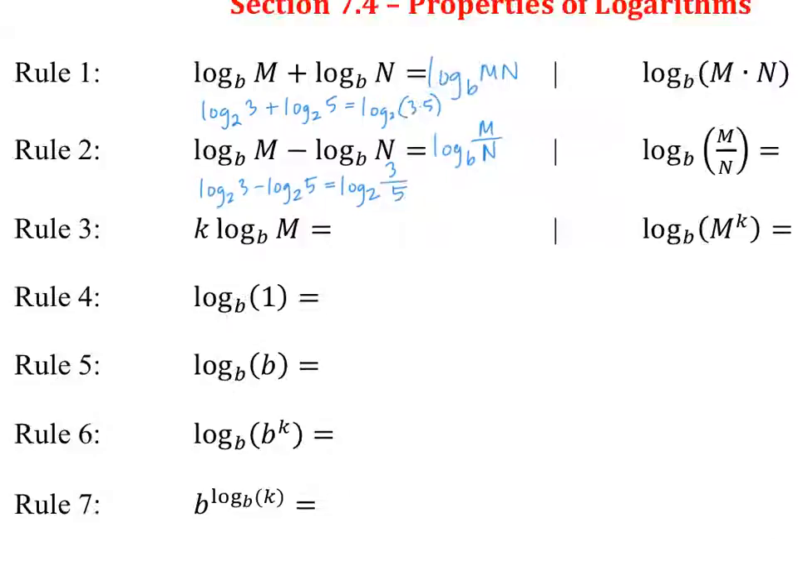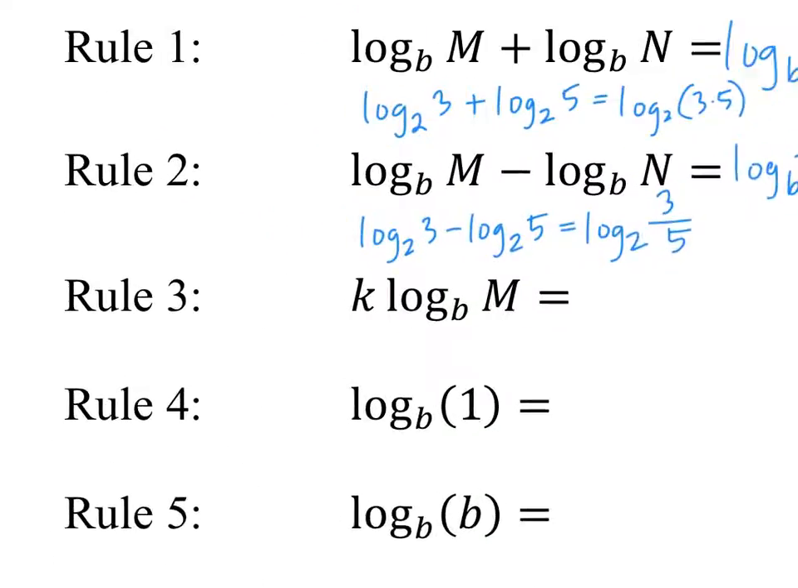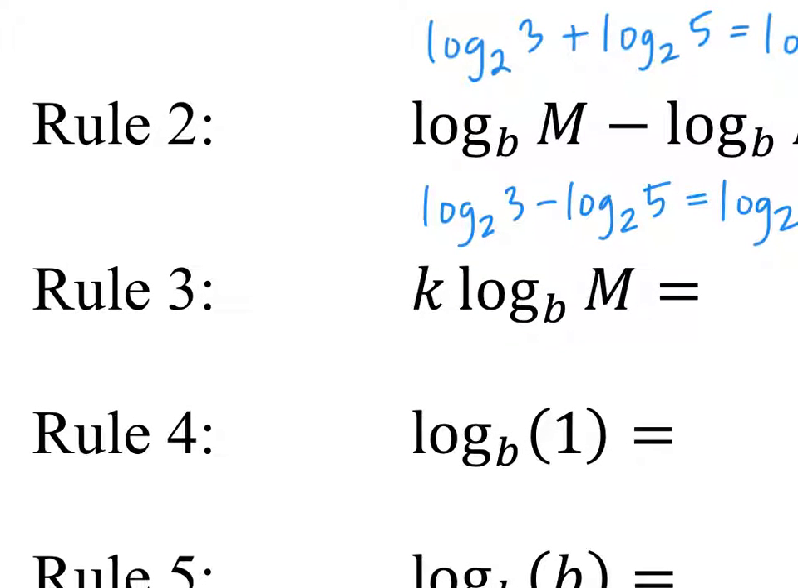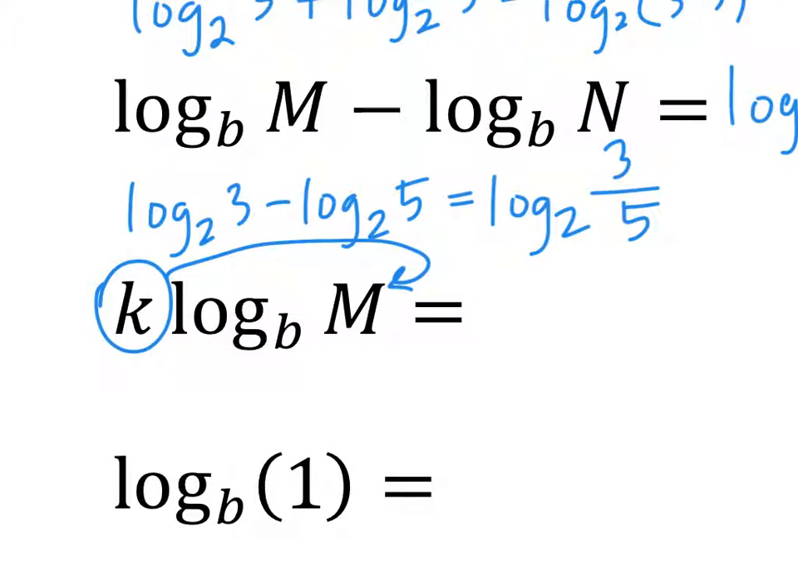Number 4 requires rule number 3. Rule number 3 says, if you have a coefficient in the front, then you can move that coefficient to be the exponent of whatever is inside. So this becomes log base b of m to the k. Notice how the levels are very complicated now, so you have to write very carefully. There is a base level, a regular level, and an exponent level. So please be careful how you write it, so it's very clear.